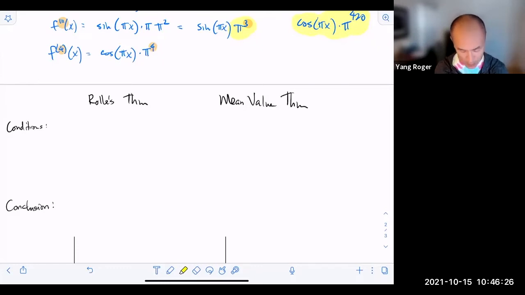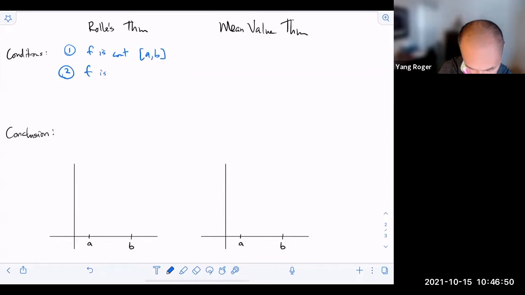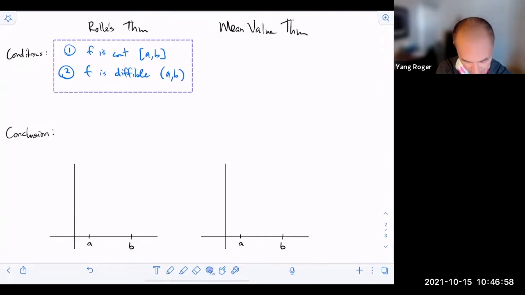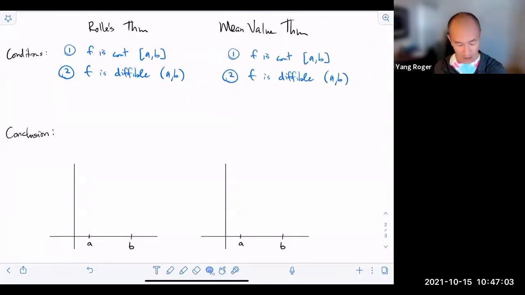Anyways, I want to talk about Rolle's theorem and the mean value theorem. And I want to write down the conditions. When you look at Rolle's theorem and the mean value theorem, they both have certain conditions in common. The first condition is that f is continuous on the closed interval [a, b]. The second condition is that f is differentiable on the open interval (a, b). This appears in both theorems, so I could copy it and paste it here. Both theorems have that.